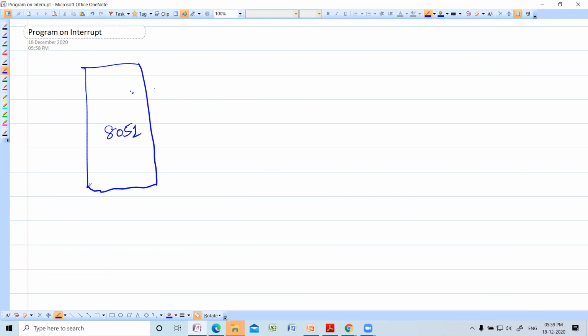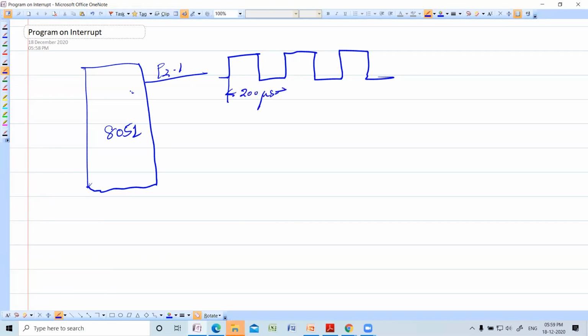So in the program, what it is asked: on P2.1, you have to generate a square wave of period 200 microsecond. So this is the on period. This will be 100 microsecond.